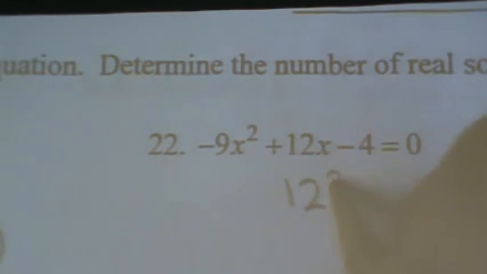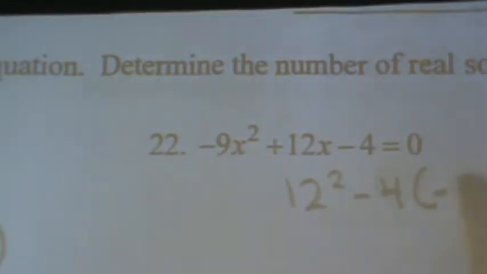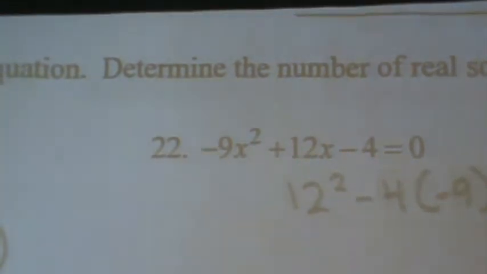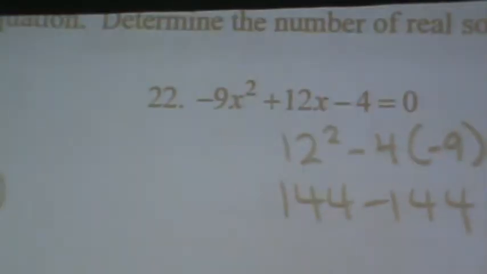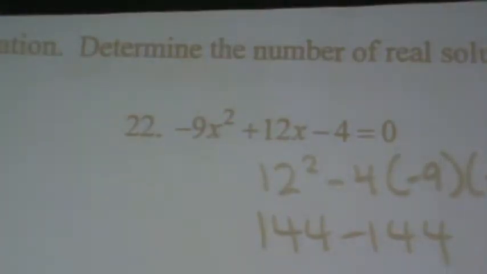22. What is the b value? 12. What's 12 squared minus 4 times -9 times -4? I believe you get 144 minus 144. So the discriminant is 0. That means there's 1 solution. Are you feeling any better about it? Yeah. Okay. Next one.